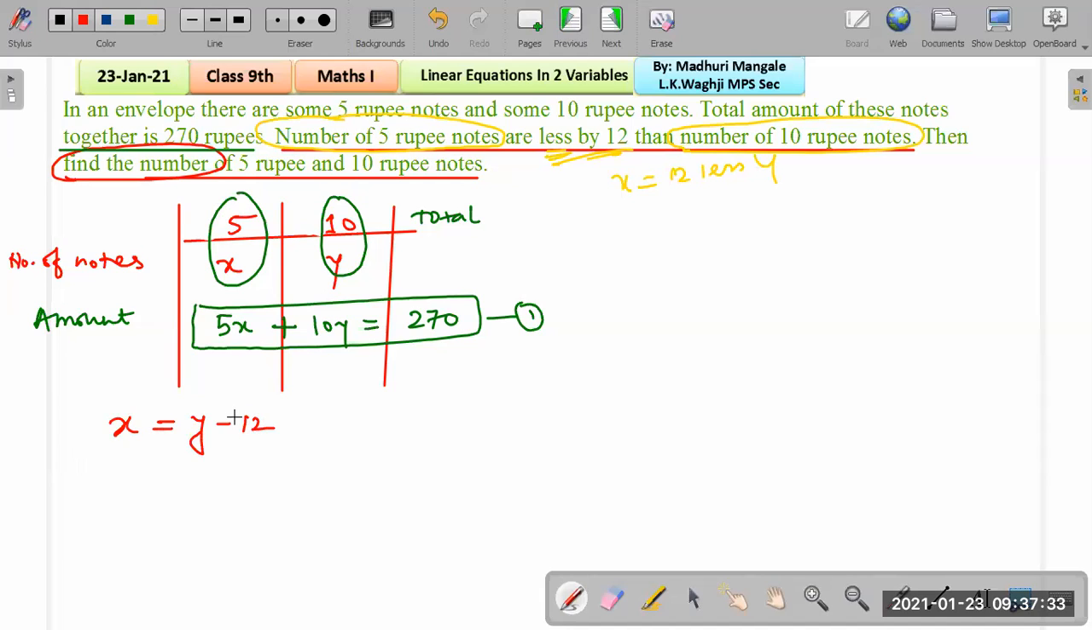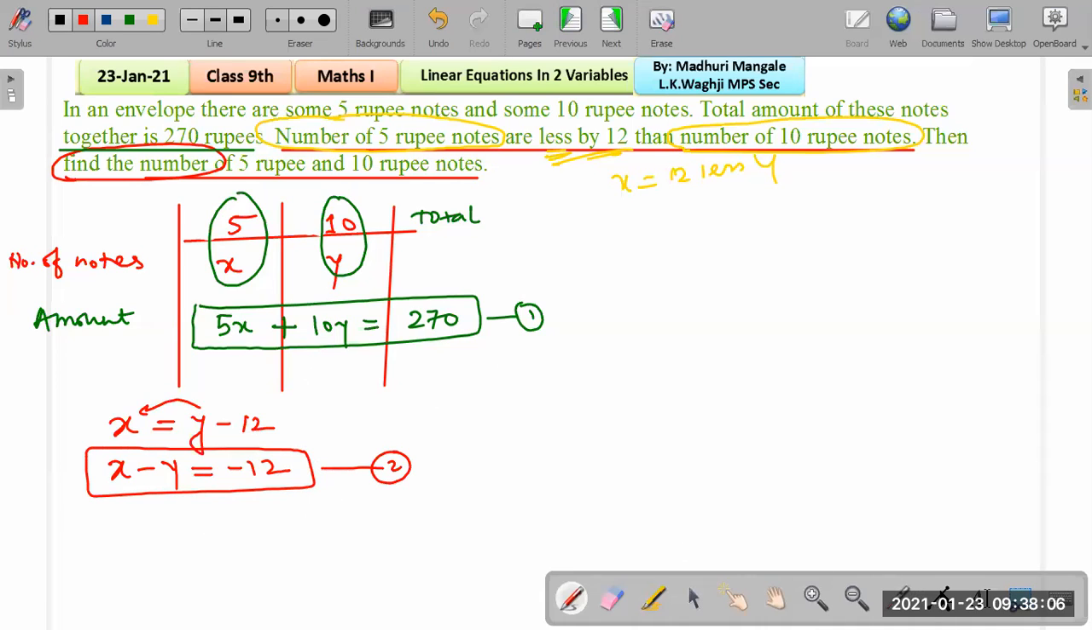So the number of 10 rupee notes, y minus 12, will give us the number of 5 rupee notes. So x equals y minus 12. This is the second equation, but we need to write it in standard form. So shift this y to the other side, that will become x minus y equals minus 12. That is the second equation, equation number 2. And now we have to solve these two equations to get the solution.